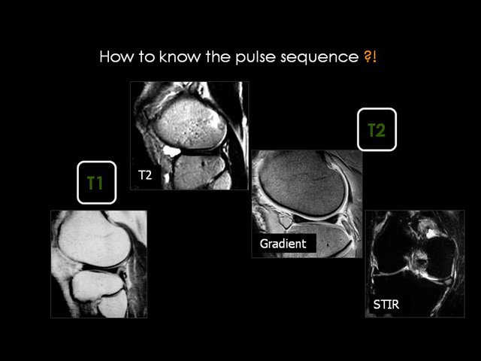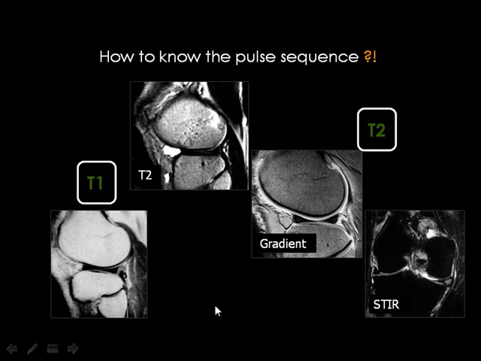But according to the color of the fat, we have three types of T2. The first one is the usual T2. The second one is known as gradient image. The third one is known as a STIR image. In a STIR image, the fat is very dark. In the gradient image, the fat is a little bit brighter. Then in the T2 weighted image, the fat is relatively dark compared to the T1 weighted image.